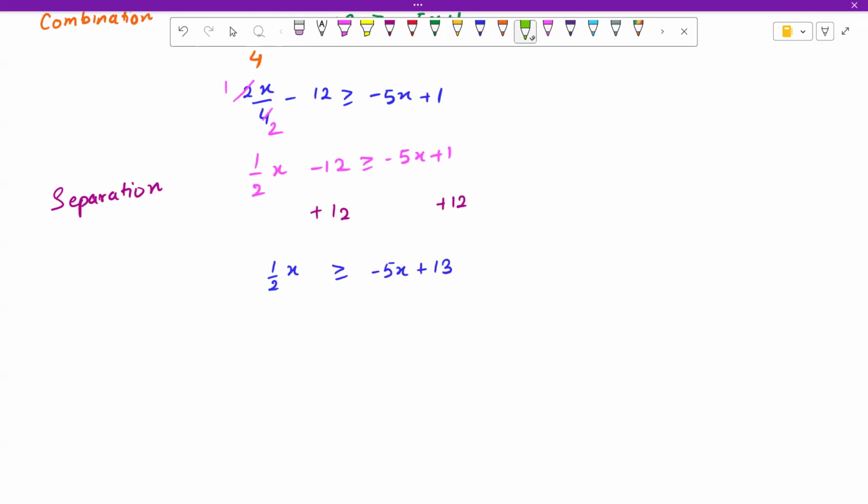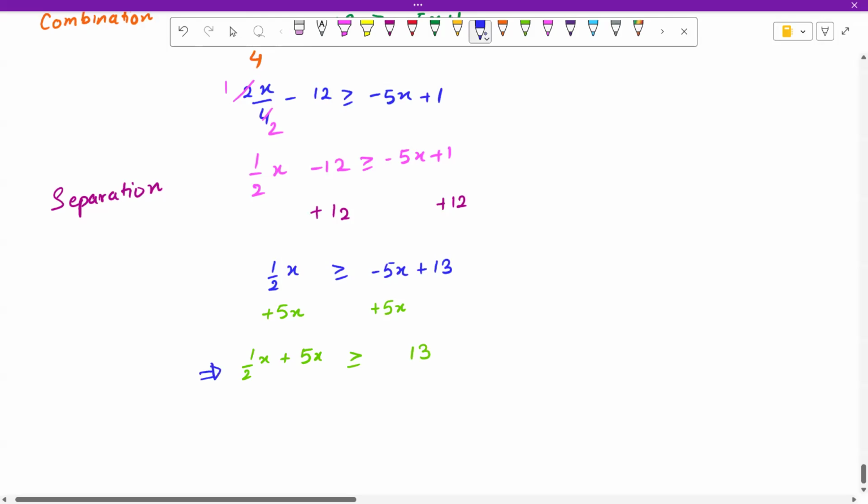We got this. And now what is the next thing we can do? We can do plus 5x and move it to the other side. Very good. Yes, we are doing plus 5x. So we got a half of x plus 5x greater than or equal to what? Plus 13, which is just 13. Yes, very good. Now we need to solve this. How can we solve it?